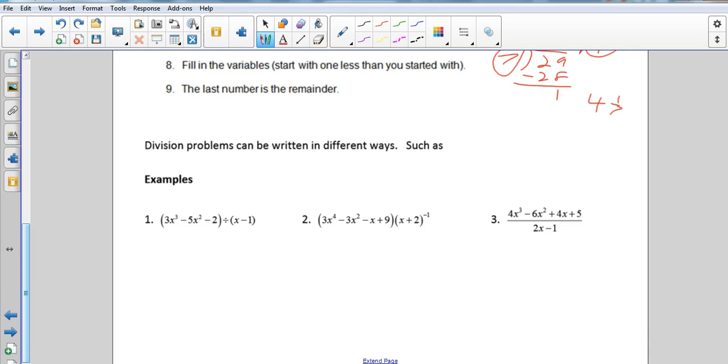And so here are some examples. And it's also showing you different ways they can be written. So the traditional trinomial divided by a binomial.